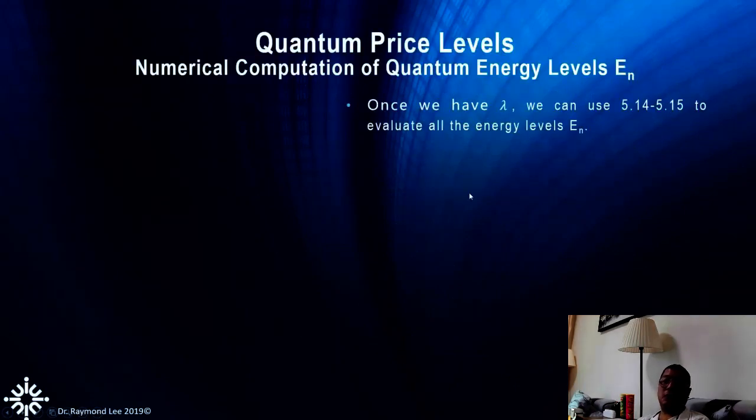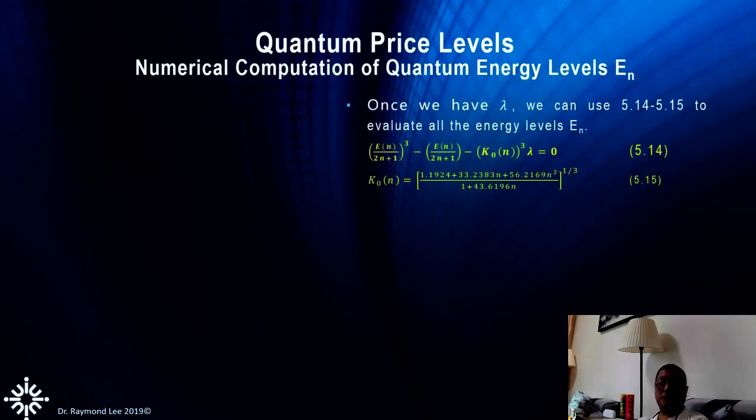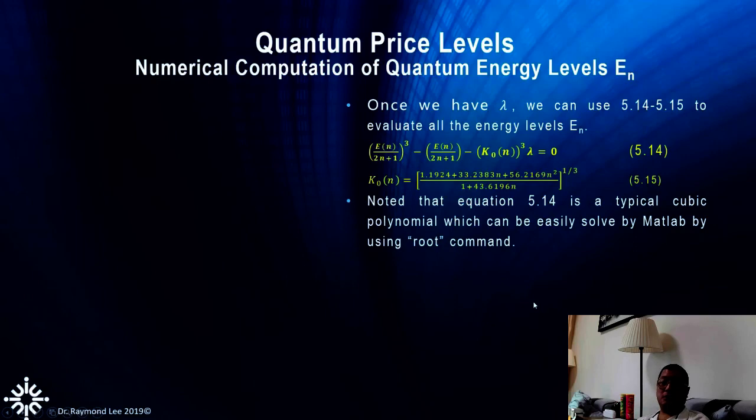So once we have the lambda, we can use this equation to evaluate all the energy levels. So we calculate the lambda first. Once you have done this, you put it into here, and also the k is something like this. So the equation in file 5.14 is a typical cubic polynomial, order 3, the order 1, and order 0. Yeah, we don't have the order 2.